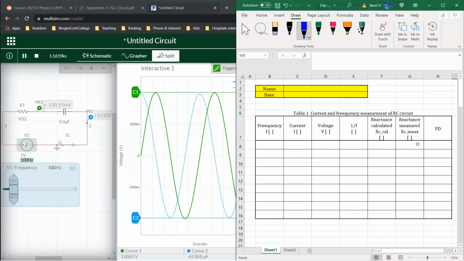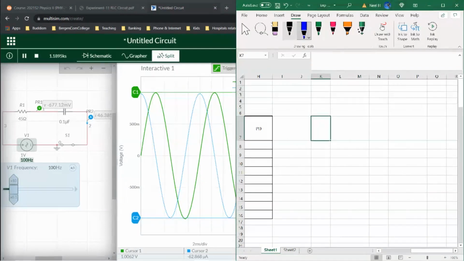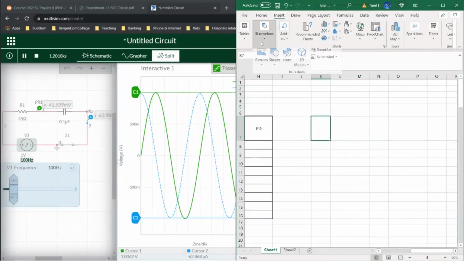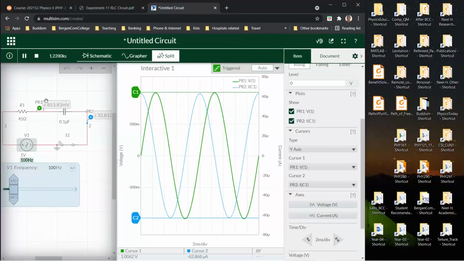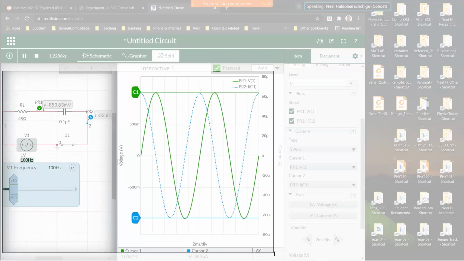Okay, so as usual, we'll collect a screenshot of this one. Insert illustration screenshot. It's better to have a screenshot of all of these.